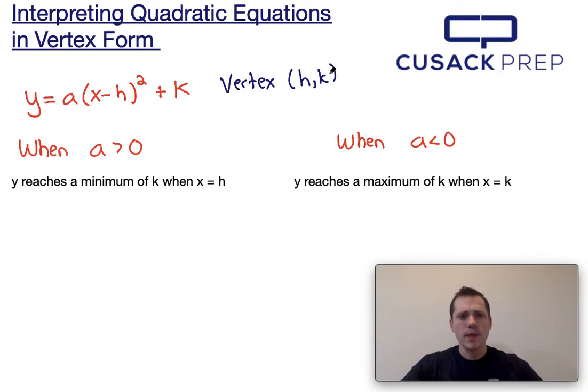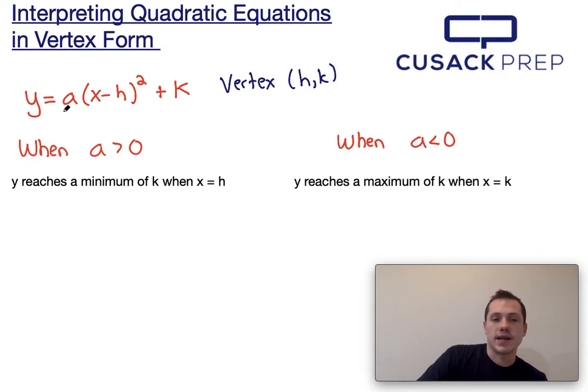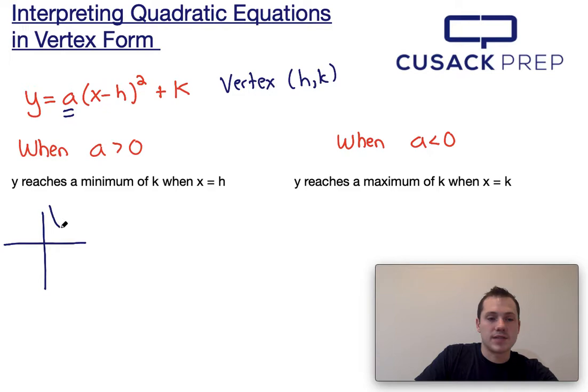Now, when we talk about vertex equations, or the vertex form of a quadratic equation, it is an equation that has either a maximum value or a minimum value, and that depends on this value right here, a. Now, when a is greater than 0, we're going to have a parabola that opens upward. So we're going to have something that maybe looks something like this. And what we can see here is that we very clearly have a minimum value.